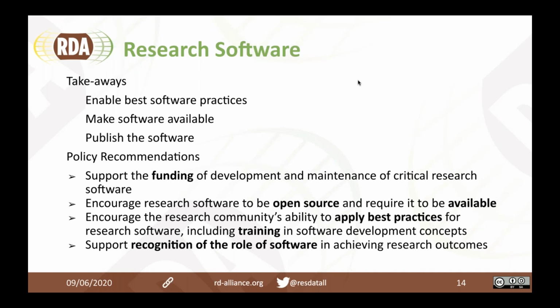So in terms of policy recommendations, it's about supporting the development and maintenance of critical research software. You've got to support the development of research software and also its maintenance. Second point is to encourage research software to be available under an open source license, and at the very least require it to be available. Then you encourage the research community's ability to apply best practices for research software.